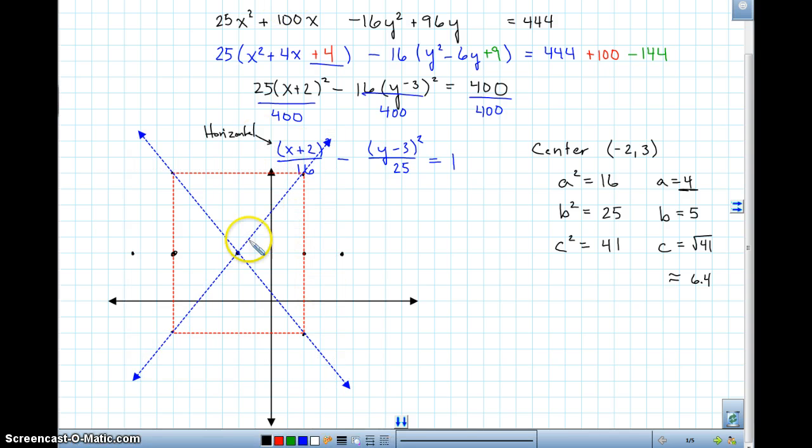Okay, and now we're ready to plot our actual hyperbola curves. Remember, they go through the vertex, not the focus. There you go. And there. Okay. So try one on your own.